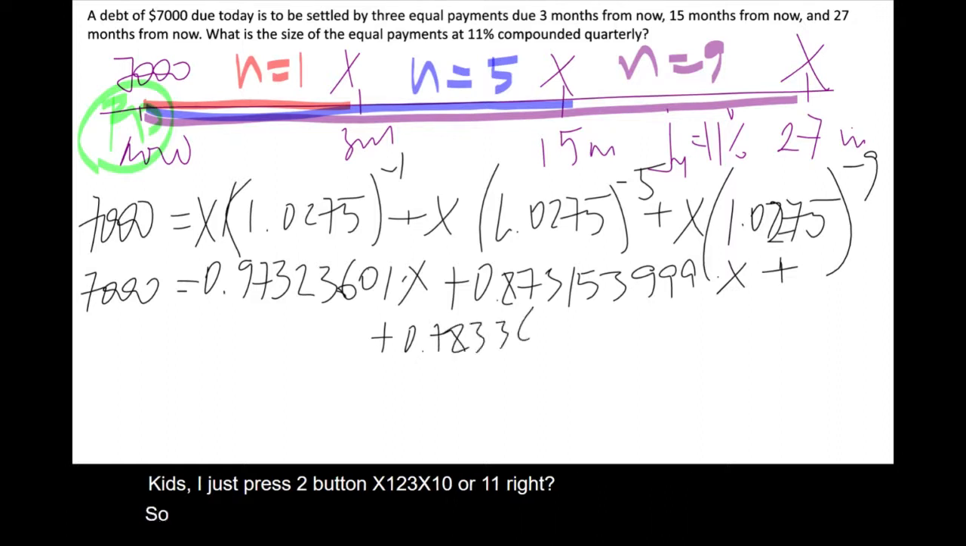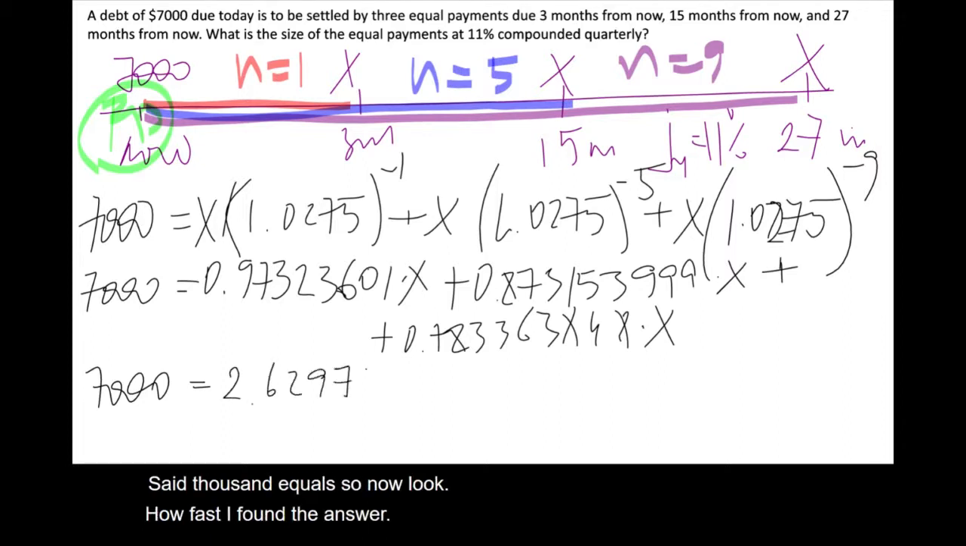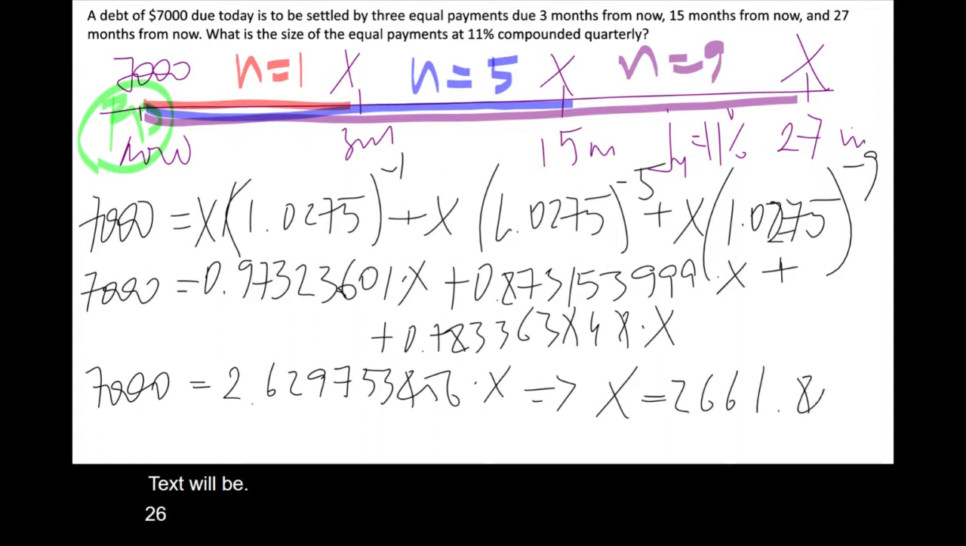So 2.78363848 times X equals 7,000. So now look how fast I found the answer. 2.9753856 times X. So from here, X will be 2,661.85. That is the answer. Any questions?